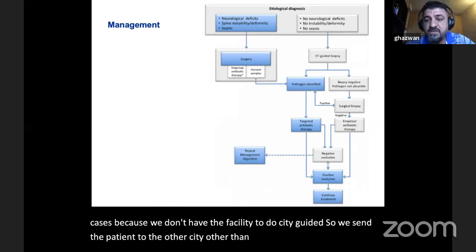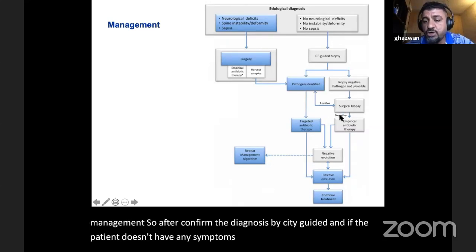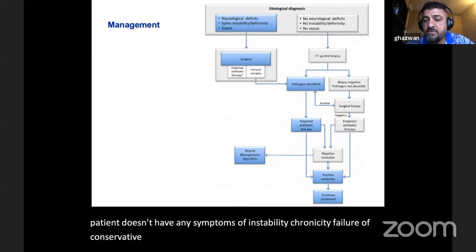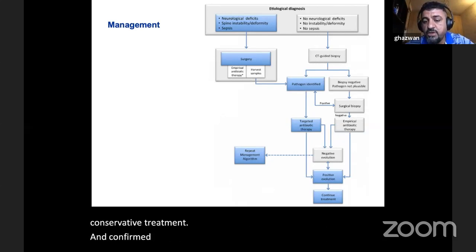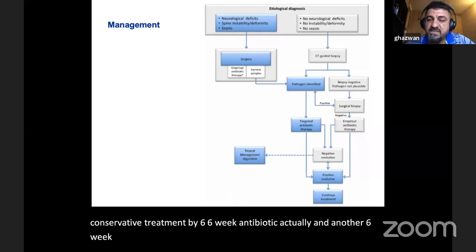This is the management. After the diagnosis is confirmed by CT-guided biopsy, if the patient doesn't have any signs of instability, chronicity, or failure of conservative treatment, and the pathology is confirmed, we go for conservative treatment with 6 weeks of intravenous antibiotics and another 6 weeks oral. As Dr. Nini said, there are no guidelines about the duration of antibiotics.